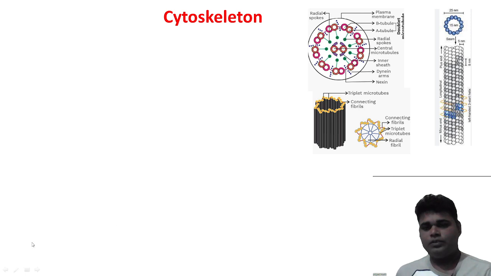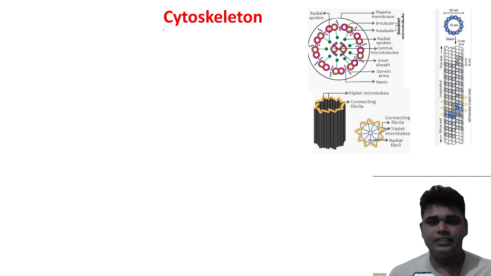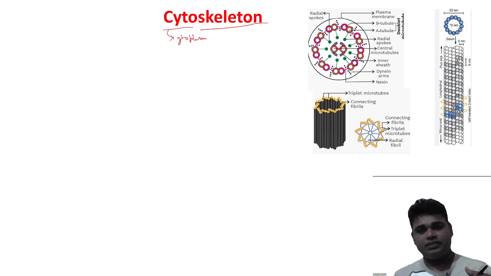Hello everyone, today we will learn about the cytoskeleton structure. So first of all, what is the cytoskeleton? Cyto means the cytoplasm and skeleton means, of course, the skeleton. That means inside the cytoplasm a skeleton-like structure is present, and that is called the cytoskeleton.